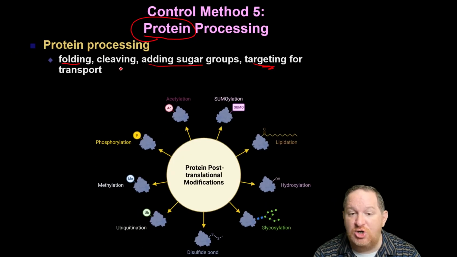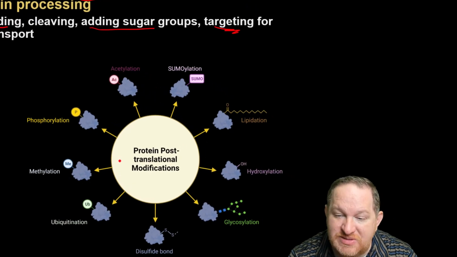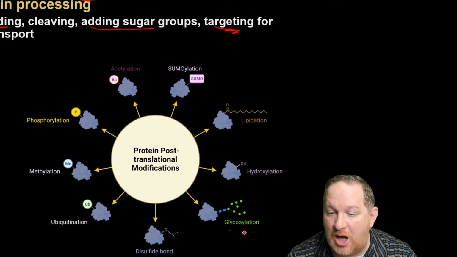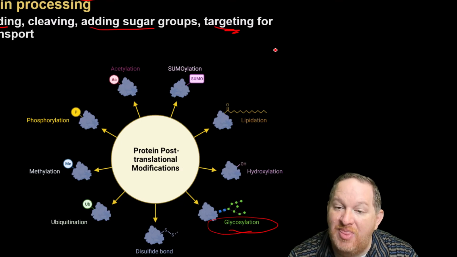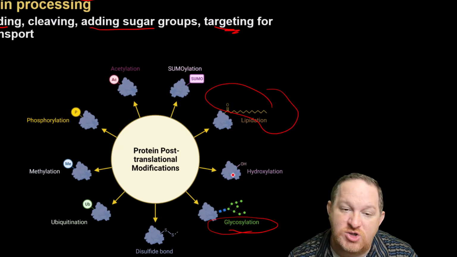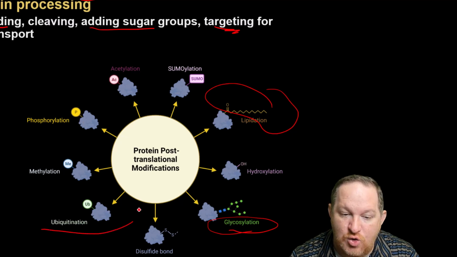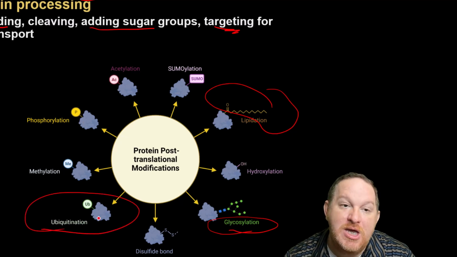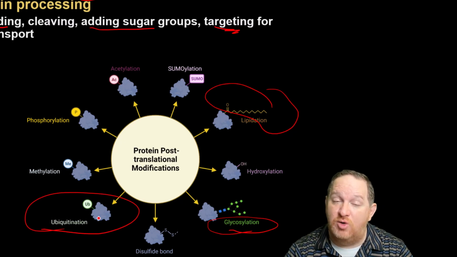So let me just show you a few little things, right? We can add some sugar groups, as you see here, glycosylation. That's hard to say. And then also we can target it, right? It might be lipidated. You might have all of these things that are on it for targeting. I want to draw your attention to this one right here, ubiquitination. So this is the process of actually getting rid of the protein itself.